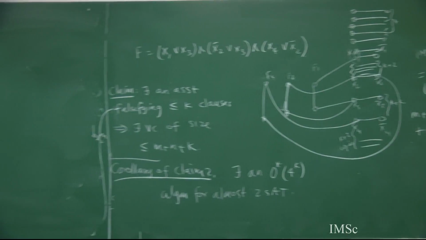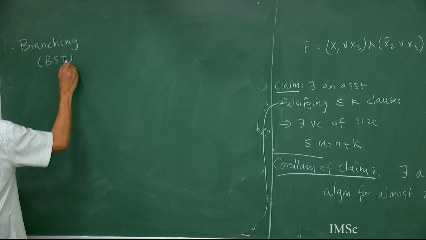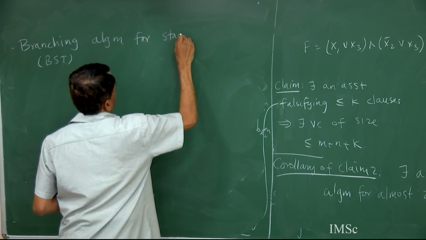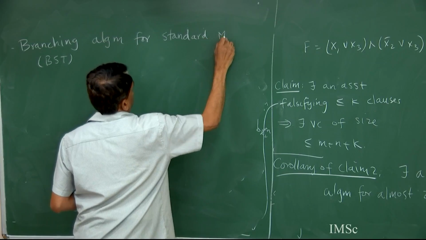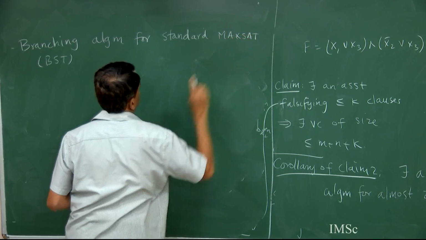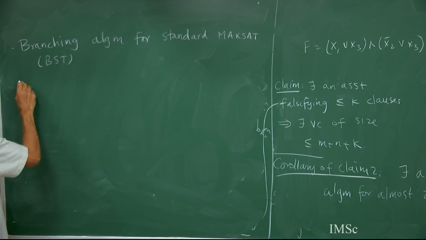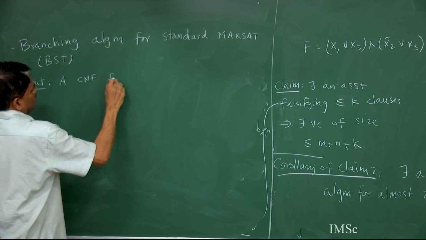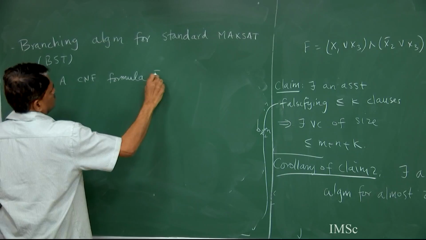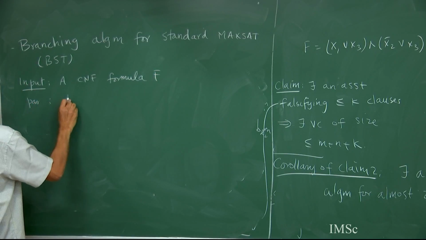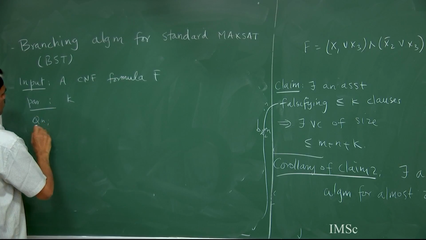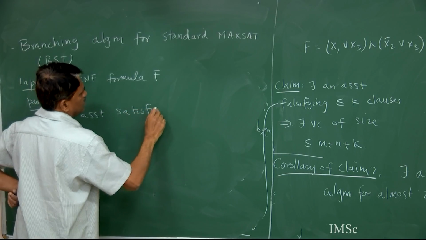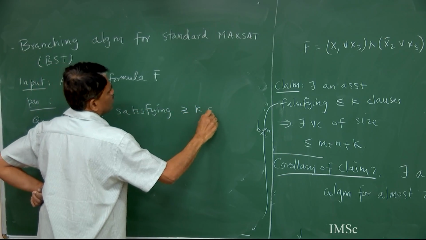Okay, branching, bounded search trees. Standard parameterization of MaxSat. So you're given a CNF formula F, parameter is K. Does there exist an assignment satisfying at least K clauses?